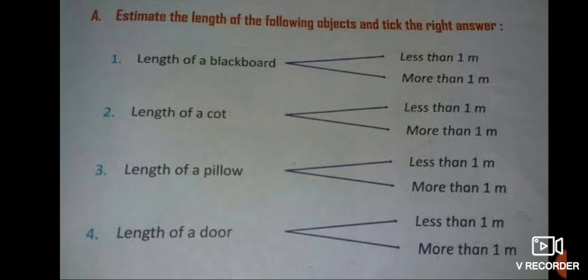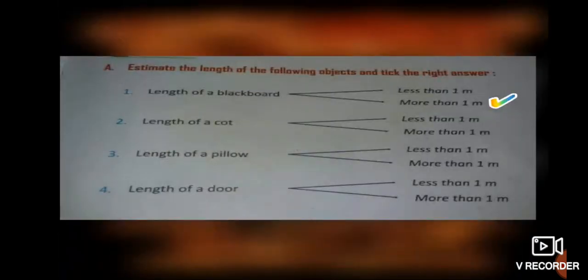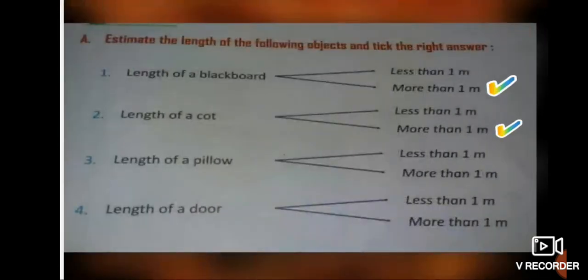So let's look at the first question. Length of a blackboard. Children, blackboard is a longer one, isn't it? So it is definitely more than 1 meter. Shall we check? Yes, it is more than 1 meter. The next question, length of a cot. The cot is also a longer one, so it is also more than 1 meter. So we want to tick the answer more than 1 meter.